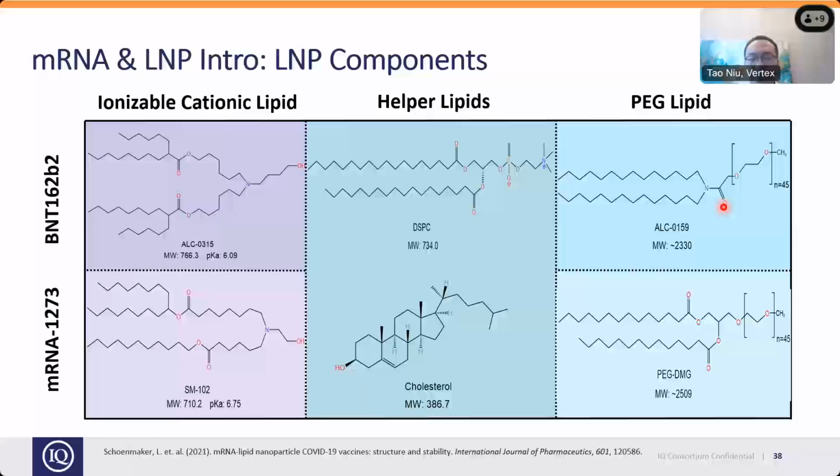And one thing I would like to call out is that the PEG lipid here, as you can see, the molecular weight typically is about 2,500-ish. And this is much smaller than the typical PEG in a PEGylated protein, for example. So therefore, it's not a good idea to generalize on a number of things, such as immunogenicity to the PEG, from the PEGylated protein to mRNA.